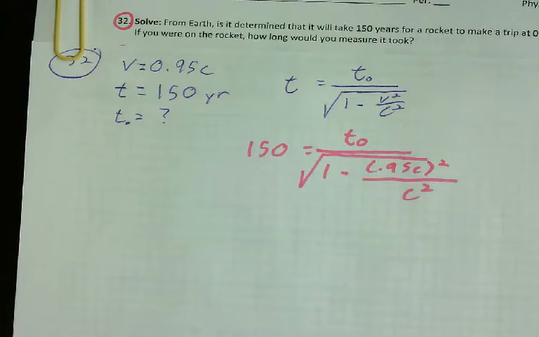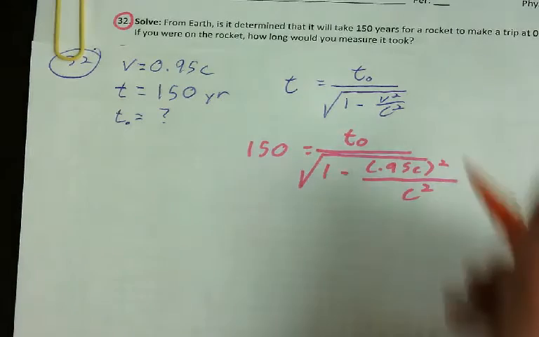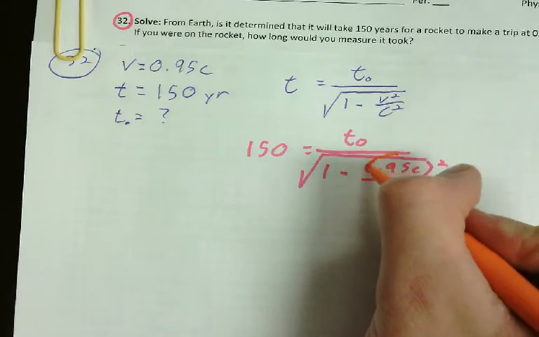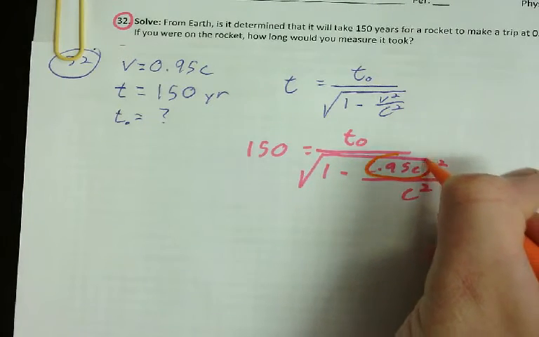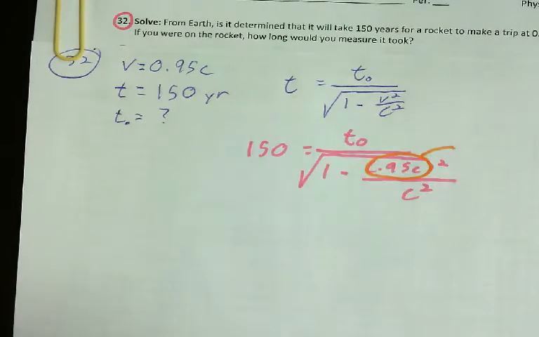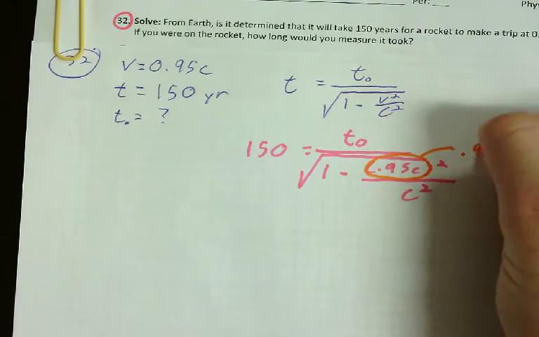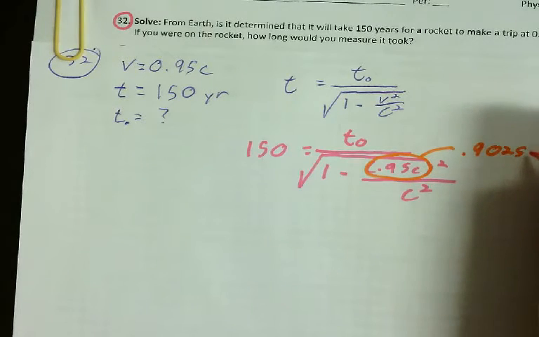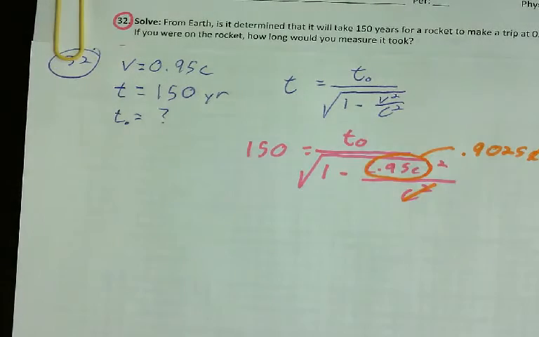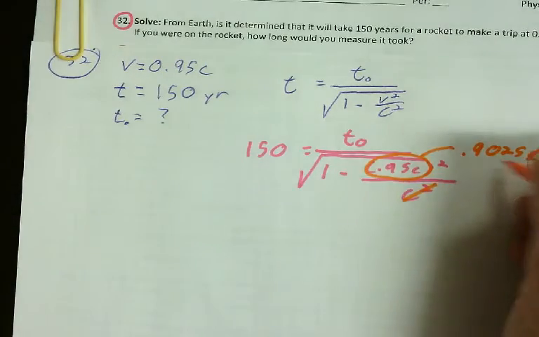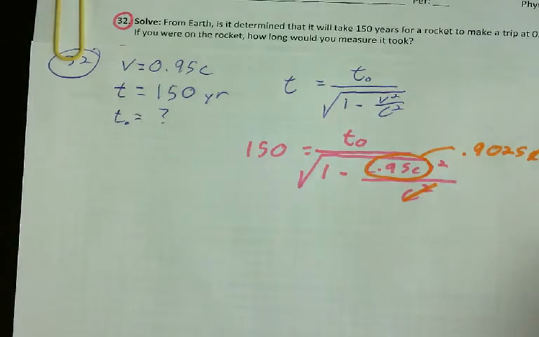Okay, solving time. First thing you need to do for solving time is square the velocity. Now, the velocity is this whole thing. So you got to square 0.95 and you have to square c. So 0.95 squared is 0.9025 and c squared is c squared. The c's cancel and you're left with 0.9025. So the equation looks like this now.